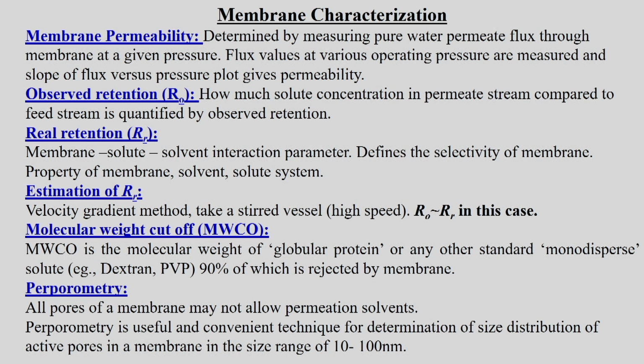Flux values at various operating pressures are measured, and the slope of the flux versus pressure plot gives the permeability. As per Darcy's law, J is equal to LP into (del P minus del pi), where this is the driving force. If we plot J versus del P minus del pi, we will get a straight line whose slope is LP. If we take pure water, then del pi will be 0, so J is equal to LP into del P.